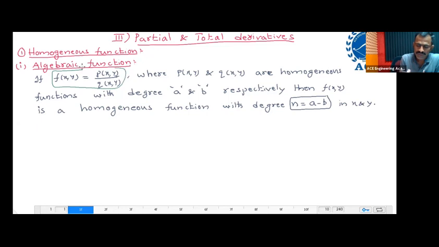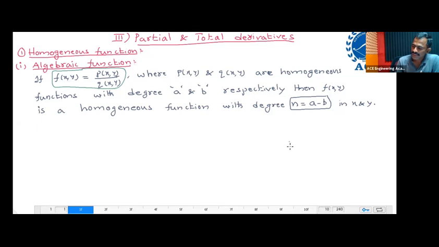So if any function is given like this, some function of x and y by some function of x and y, then we check whether it is homogeneous or not. If it is homogeneous, we write the degree directly. Numerator function is p, denominator function is q. When p and q are homogeneous functions with degree a and b, that is, a is the degree of the numerator function p and b is the degree of the denominator function q, then the whole function p by q will be a homogeneous function with degree a minus b. That is, numerator degree minus denominator degree.